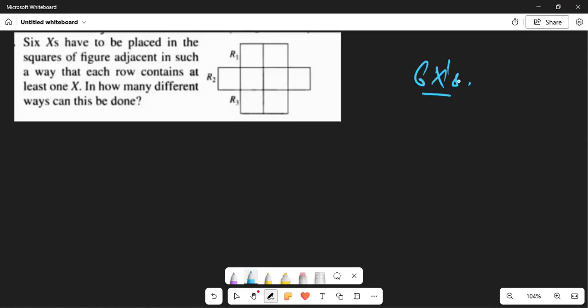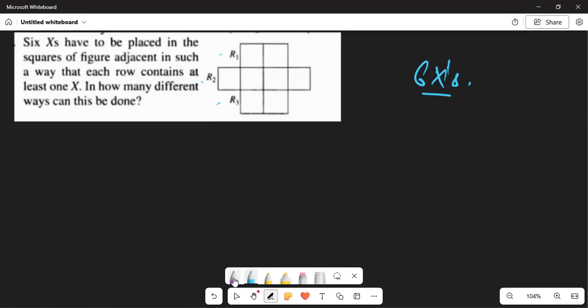that each row has at least one x. So this is row 1, this is row 2, this is row 3. So each row should have at least one x. So in how many different ways can this be done? You have to place these x's in the squares such that each row should have at least one x. So in how many ways can you do this?